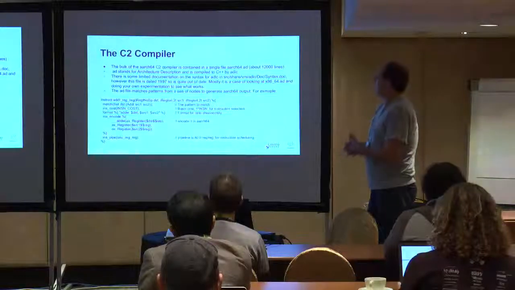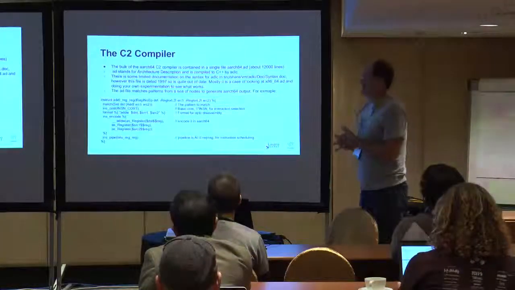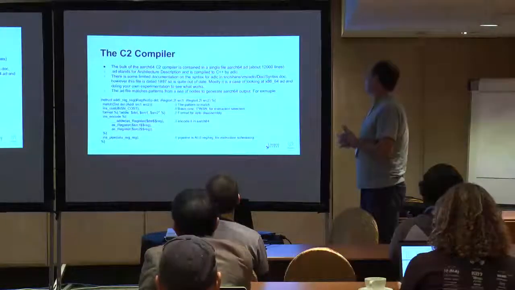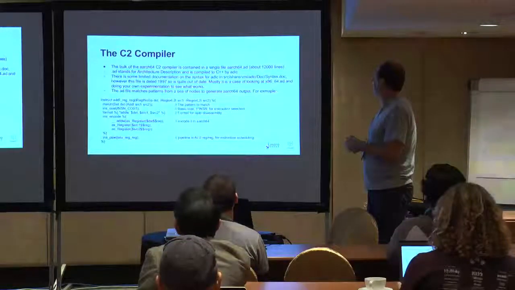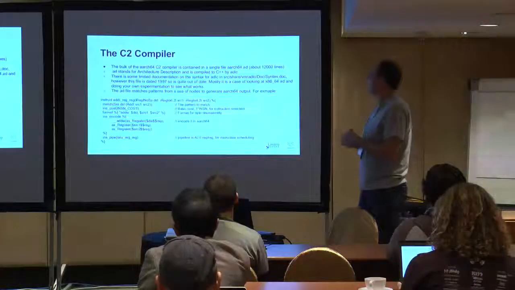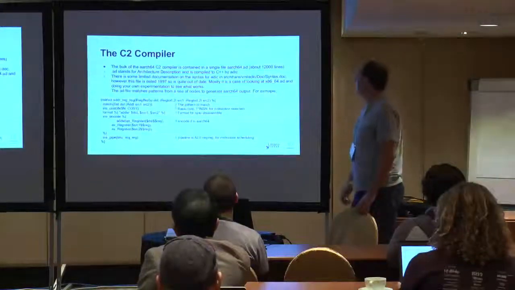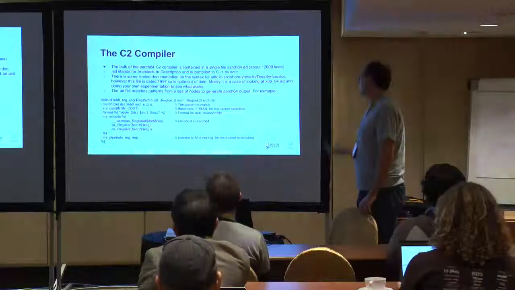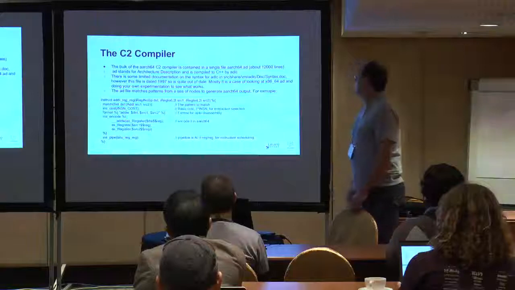The bulk of the C2 compiler is contained in a single file, AR64.AD, the architecture description, which is about 12,000 lines long, which is not ideal. Pretty undocumented. The only documentation I found on it is this document here, dating from 1997. So if you want to know about it, it's a case of looking at either the x86 source or doing your own experiments.